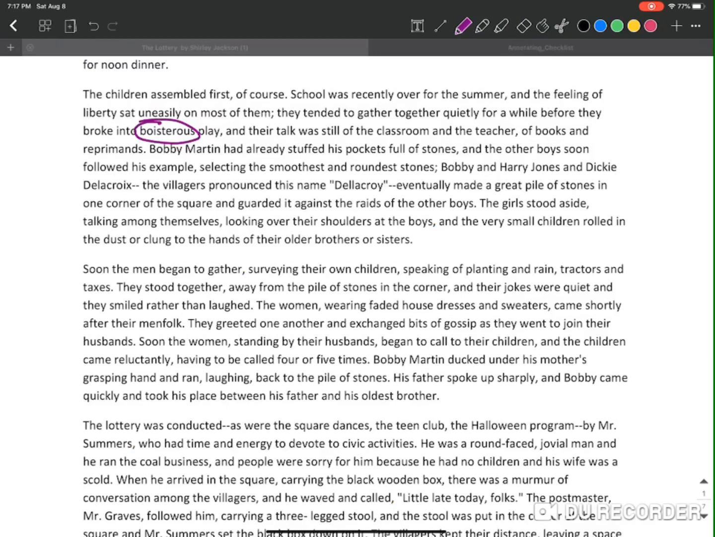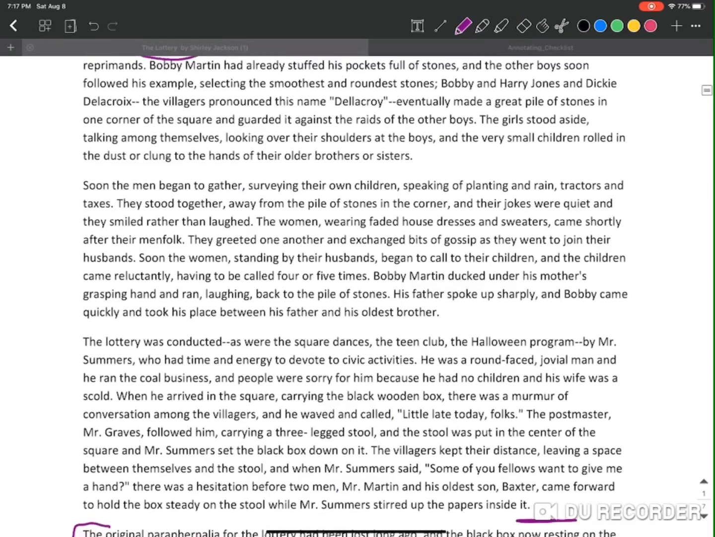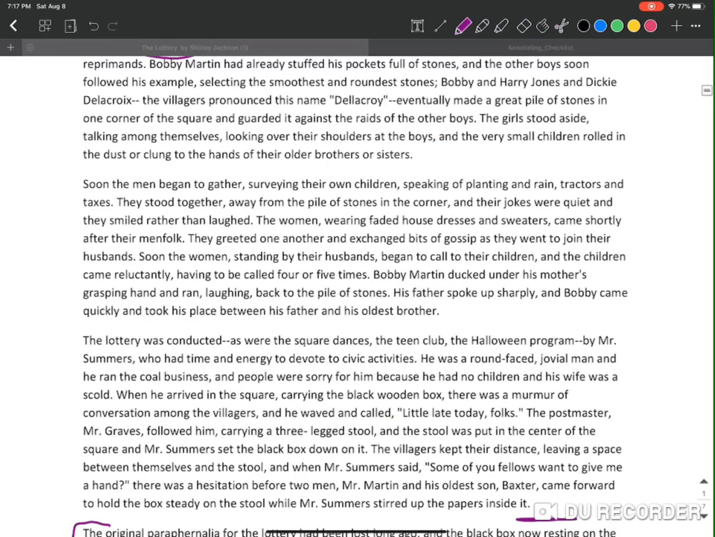Bobby Martin had already stuffed his pockets full of stones, and the other boys soon followed his example, selecting the smoothest and roundest stones. Bobby and Harry Jones and Dickie Delacroix, the villagers pronounced his name, that's supposed to say his.